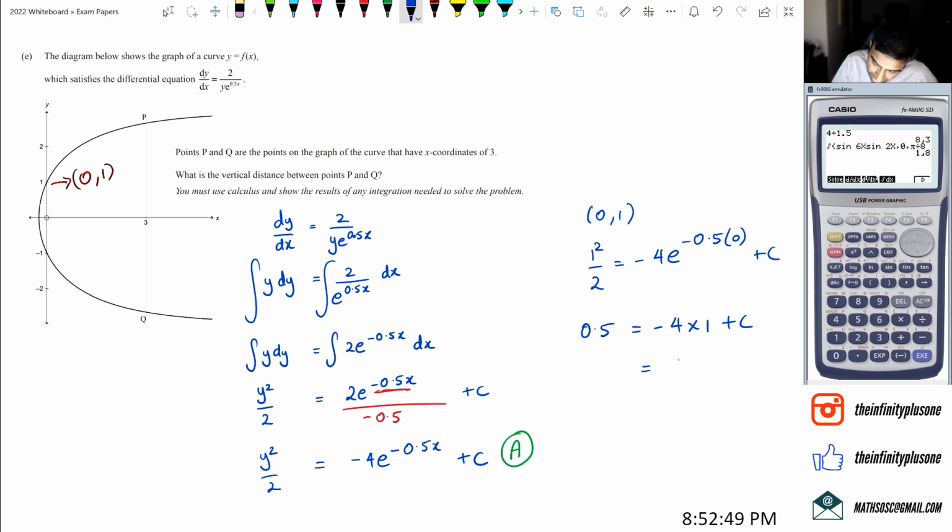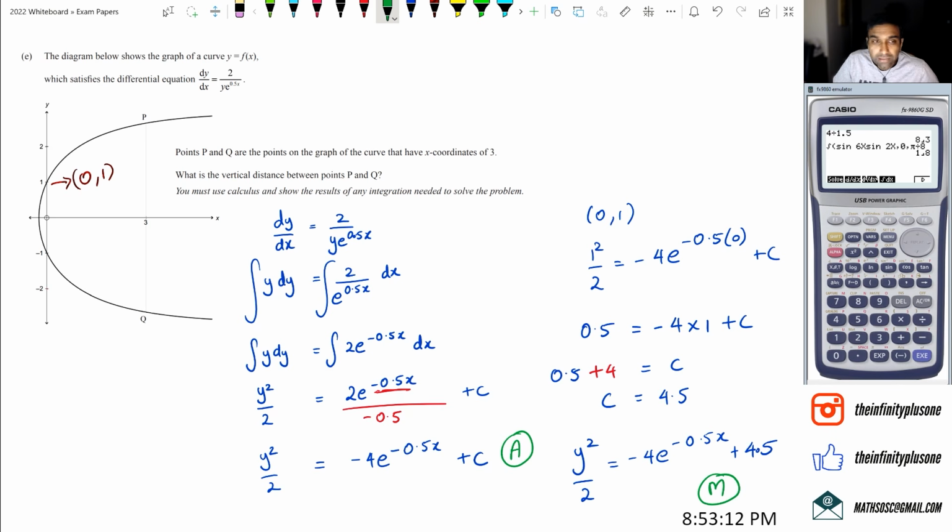So then c is equal to 0.5 plus 4, which gives me a c value of 4.5. So my equation is y squared over 2 equals minus 4e to the negative 0.5x plus 4.5. So if you get up to this part, you actually get a merit. Now to get that excellence, all we got to do is work out the distance between P and Q.